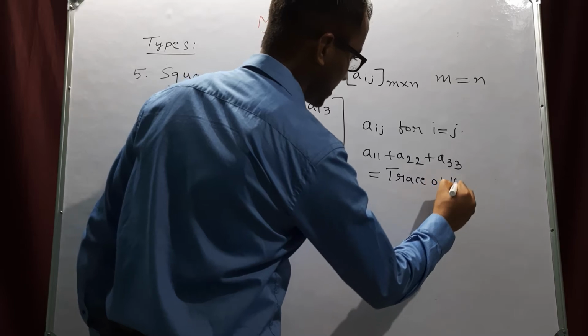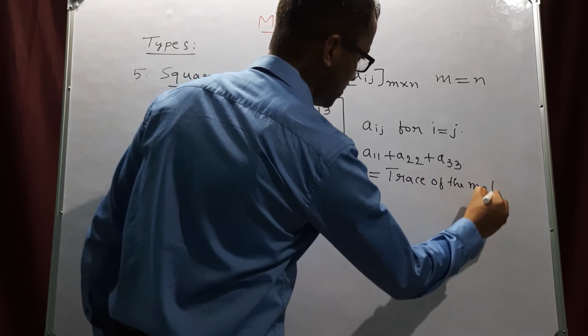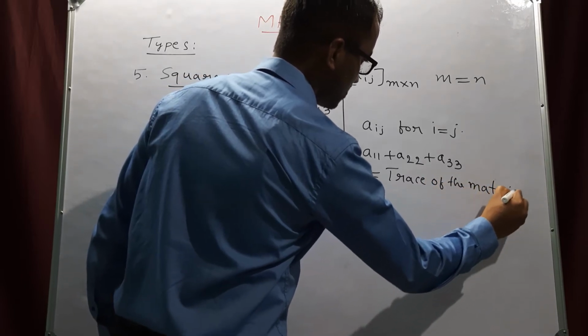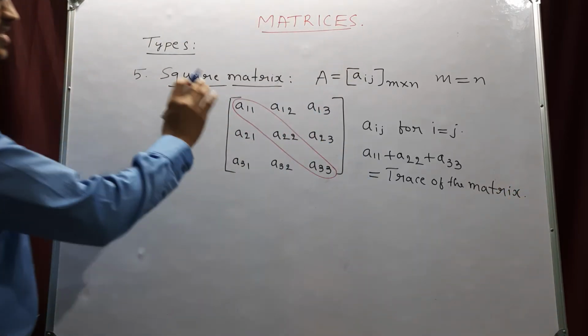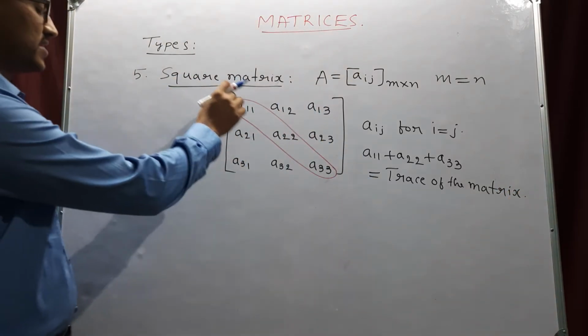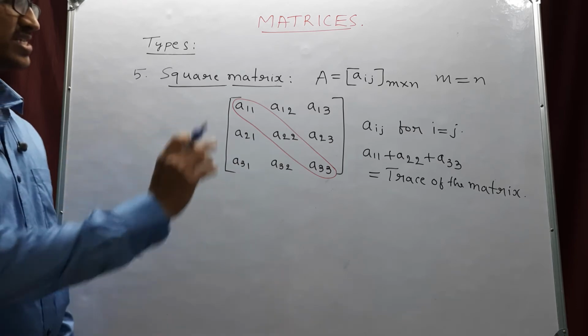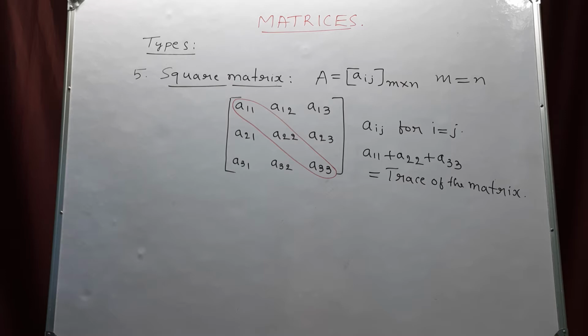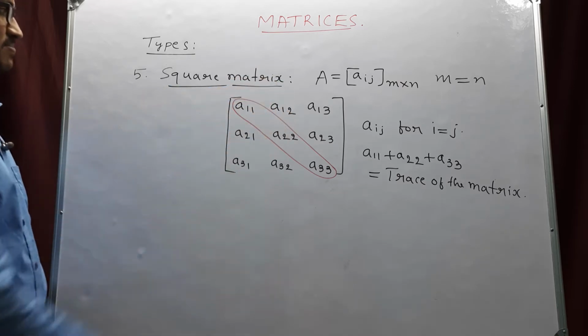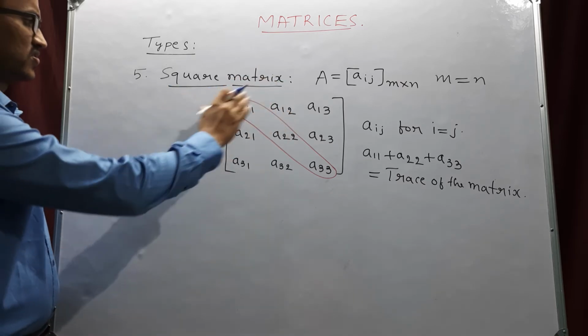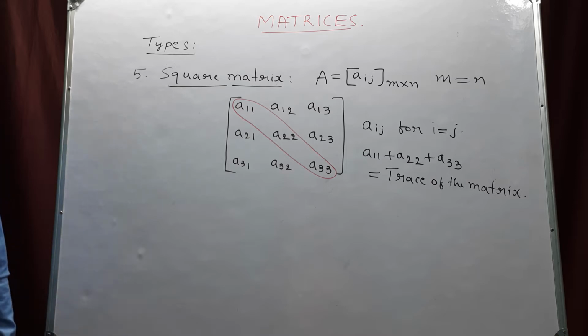we call the trace of the matrix. Trace means nothing but the sum of the diagonal elements in a square matrix. You can consider any example for a square matrix, where the number of rows and columns should be the same.